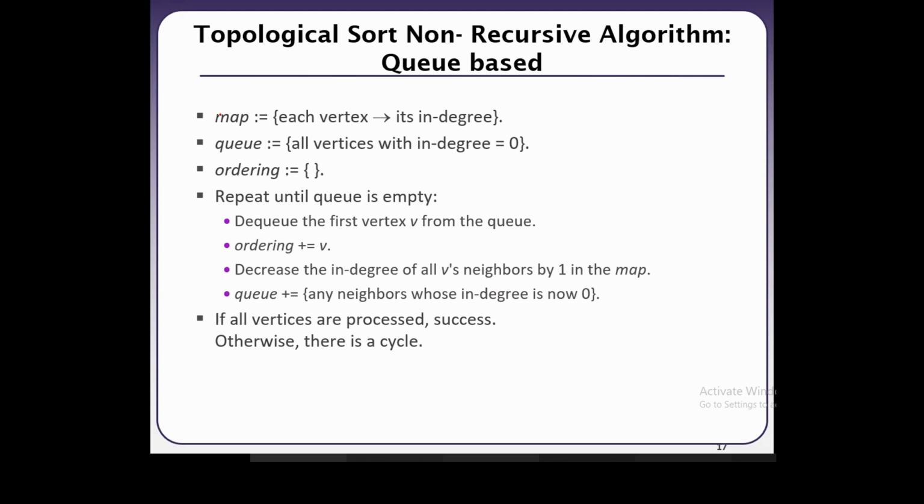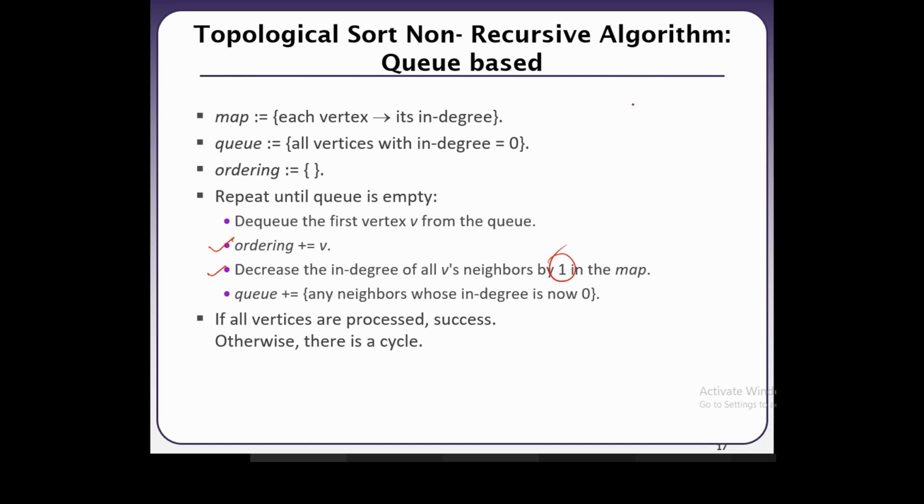So here, first of all, we need to map for each vertex its in-degree, then we will have a queue and we will enqueue those vertices whose in-degree is equal to 0. Now the final ordering will be done. How? This is the logic for the ordering. Repeat until the queue is empty. Dequeue the first vertex v from the queue. Ordering plus equal v. So we will simply delete an element from the queue and add that element into the ordering, and we decrease the in-degree of all the neighbors of that particular node by 1.